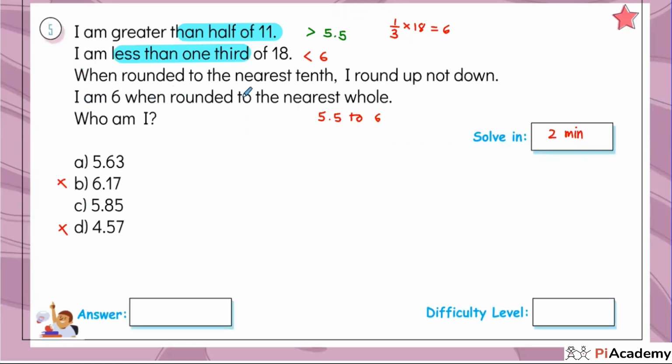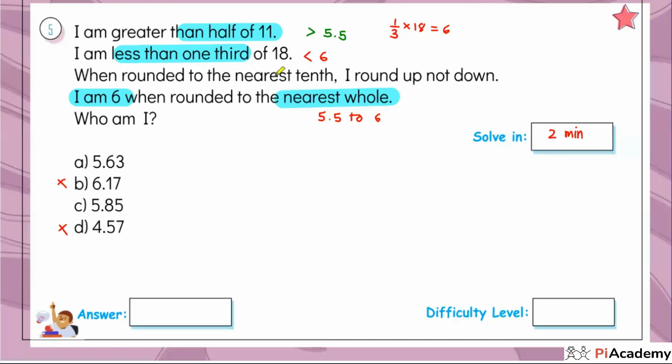I am 6 when rounded to the nearest whole. So that is true for both of them, right? It will become 6 if you round to the nearest whole. So A and C, you are not able to cancel any of them. So let's do the third condition.